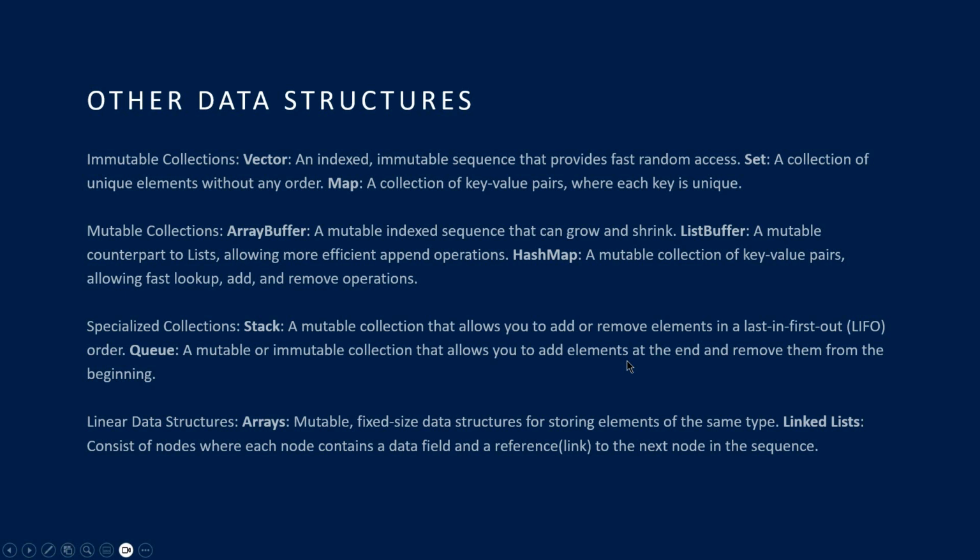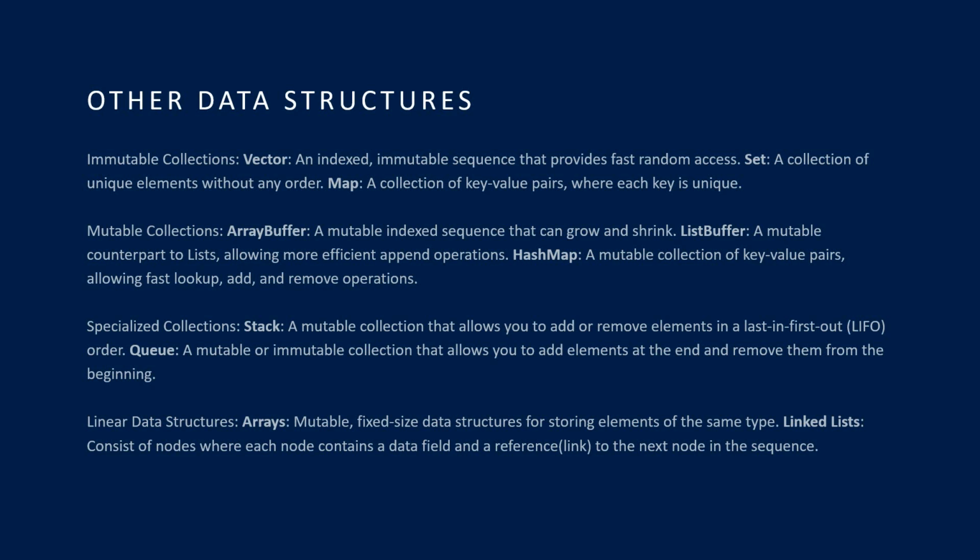Other data structures, I'm just going to mention these in passing. I'm not going to go through necessarily all, I don't think any of these, because there's just so many of them, but ones to investigate. So there's different immutable collections, so vectors. We've got sets, we've got maps. Vectors, I understand, are good for fast random access. Sets are a collection of unique elements without any order. And maps are the key value pairs where each key is unique.